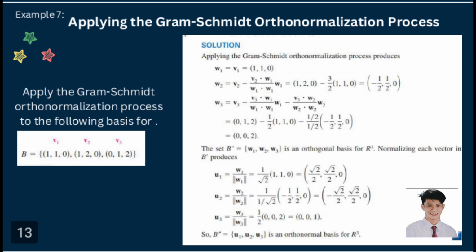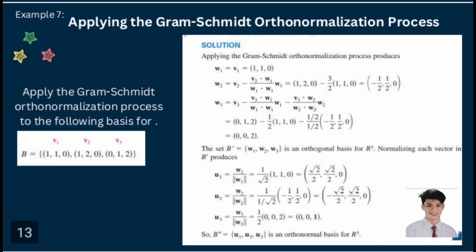U sub 2 natin. So, yung U sub 3 natin, W sub 3 over the norm of W sub 3 is equal to 1 half times 0, 0, 2 is equal to 0, 0, 1. No? So, 1 half times 2. So, B second prime is para naman sa B prime. So, B prime is equal to W sub 1 and W sub 2 is an orthogonal basis for R2 by normalizing each vector in B prime.